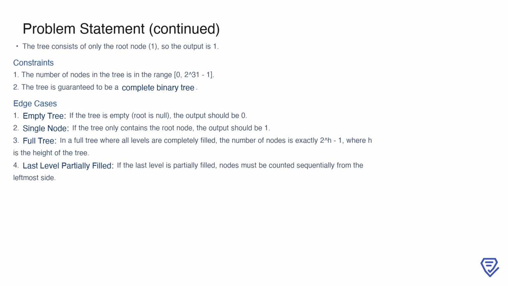For edge cases, if the tree is empty, meaning the root is null, the output should be 0. If the tree contains only the root node, then the output is 1. For a full tree, where all levels are completely filled, the total number of nodes will follow the formula 2 to the power of h minus 1, where h is the height of the tree. Finally, if the last level is only partially filled, you must ensure that nodes are counted sequentially from the leftmost side.